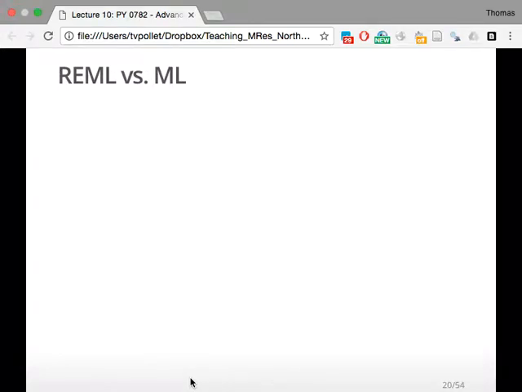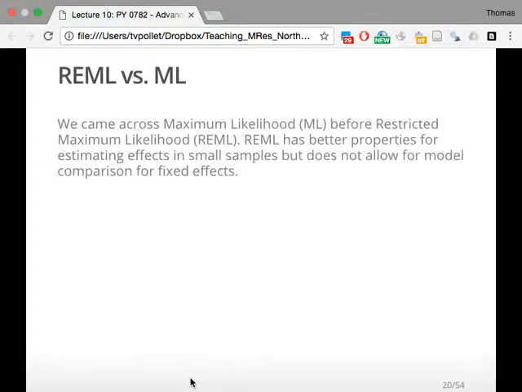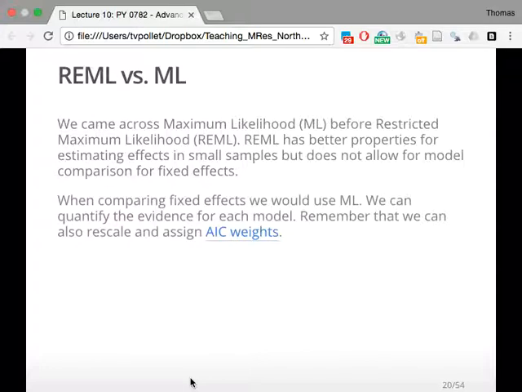So I spoke to you about REML versus ML. We came across maximum likelihood before in structural equation models and also when we were doing factor analysis. REML has better properties for estimating parameters, and that's been demonstrated. It's much better, but it doesn't allow you to compare fixed effects. Fixed effects are something which is not allowed to vary. When I say allowed to vary, it means random, and fixed means it's fixed at the individual level. Something can be fixed at the group level as well. It means we're getting one estimate. Does that make sense? It's just terminology. When comparing fixed effects, we can use maximum likelihood.